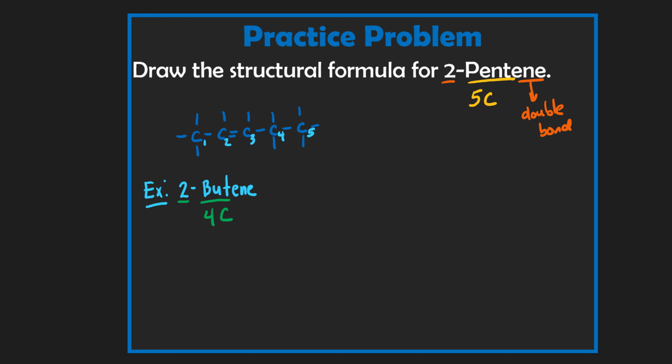So what I would do is I would draw 4 carbons in a row with a double bond after the second carbon. I can now add the H's around there. And I can label my carbons 1, 2, 3, 4. And now I have butene.